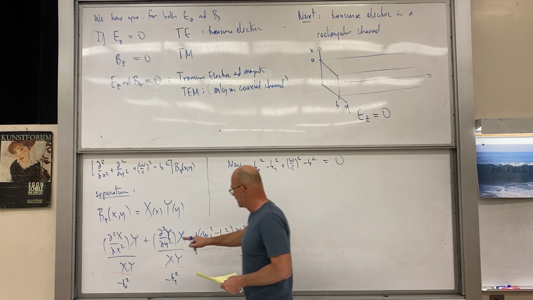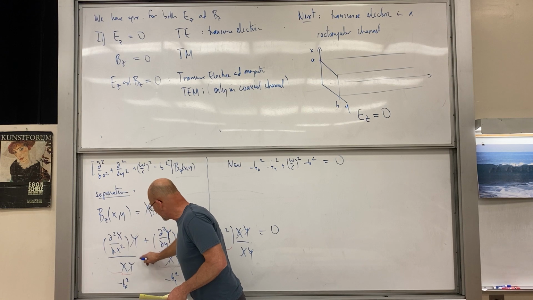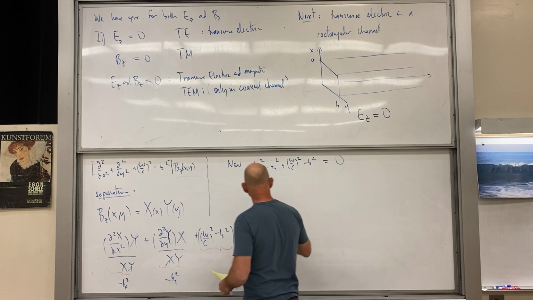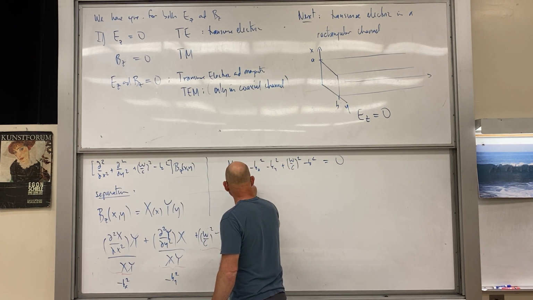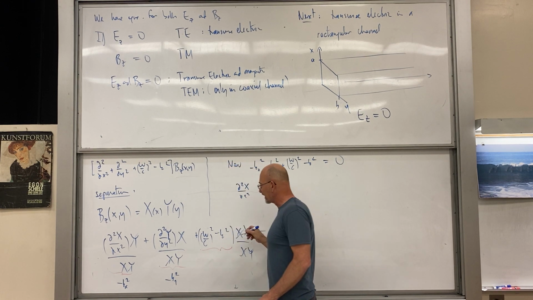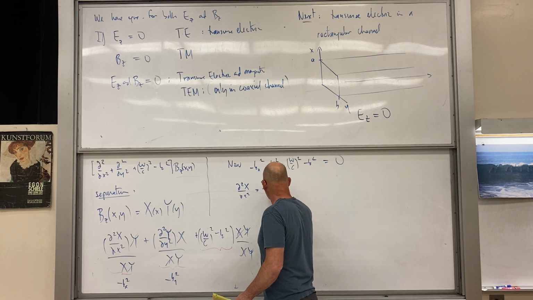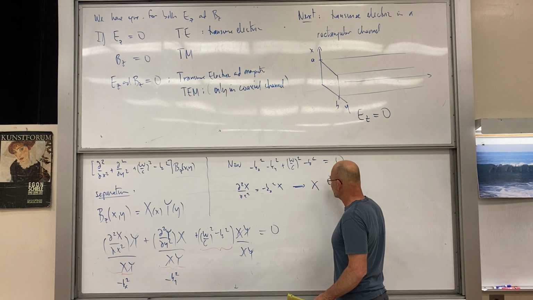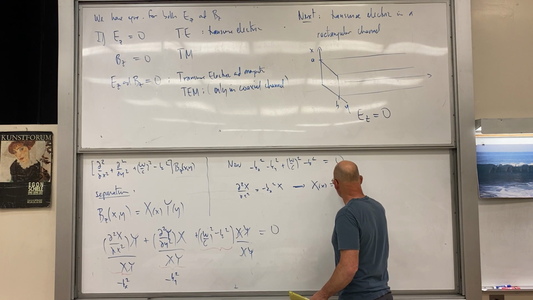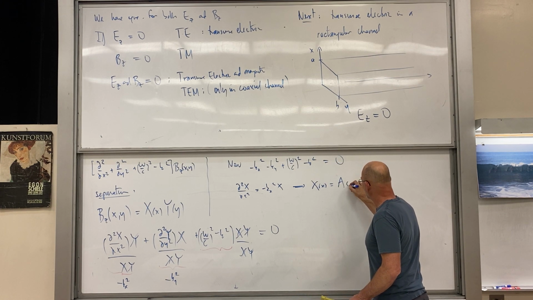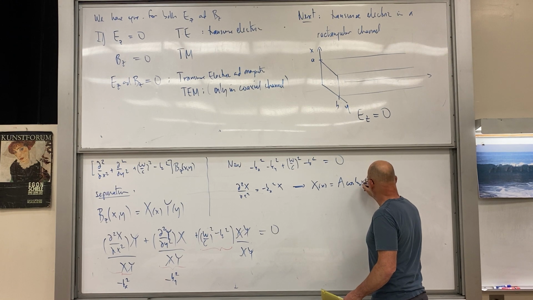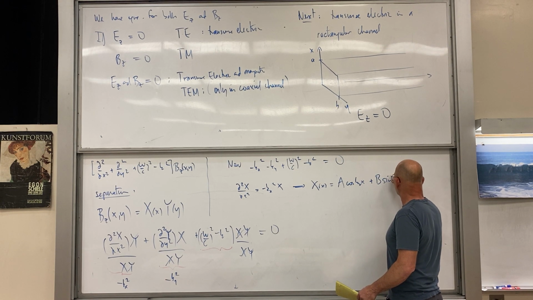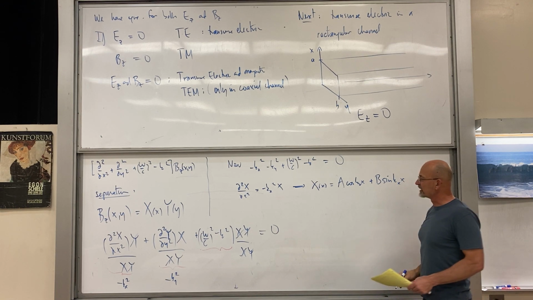Very good. And d²X/dx² over X is minus kx². So that's your sine and cosine again. So what do we have here? d²X/dx² equals minus kx² X. So we have X equals A cos kx x plus B sin kx x. We're going to have the same thing for y.